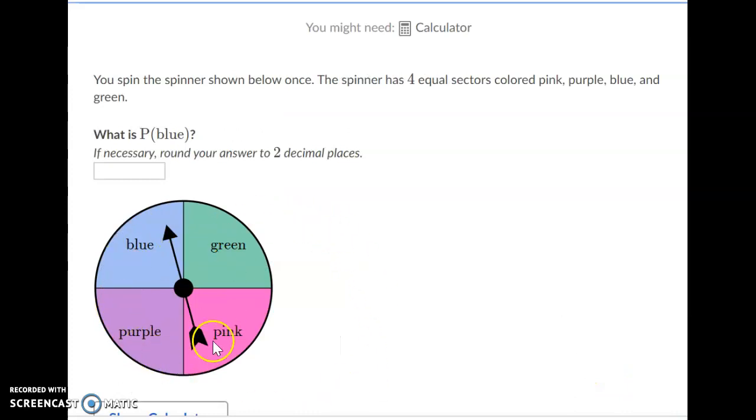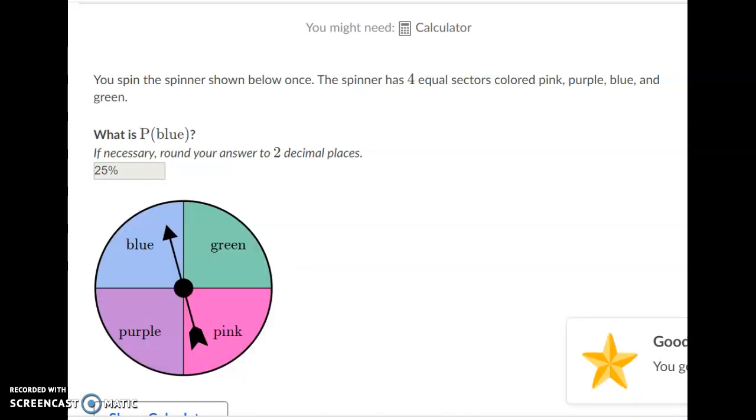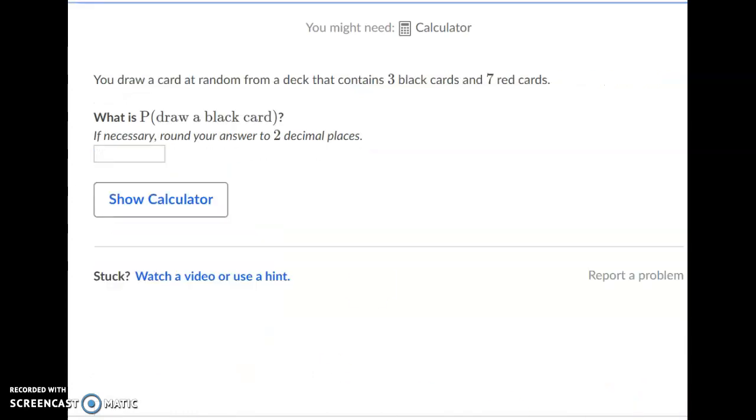Here we have another spinner. 4 different colors. Looks like each one is equal. So the probability of being blue, well, there's 1 out of 4. And if we did divide that, we get 0.25. So we can put it in that way, or we can put it in as 25%. And that's also correct.